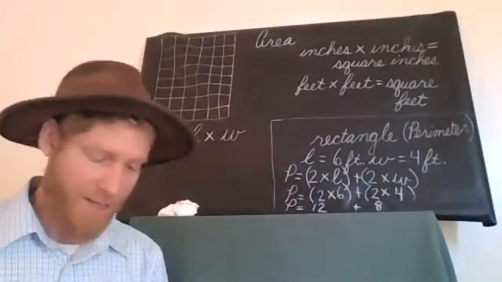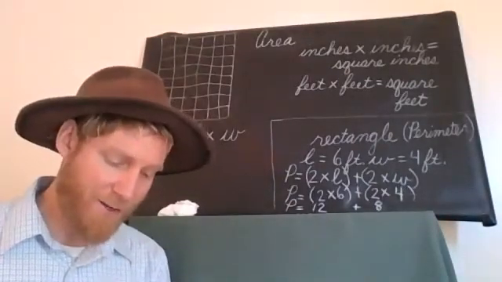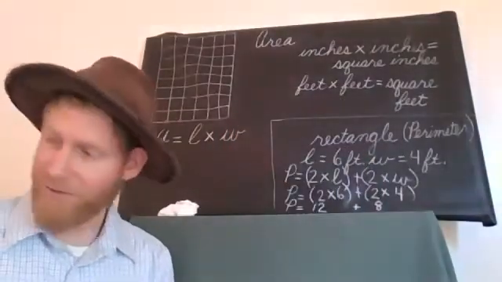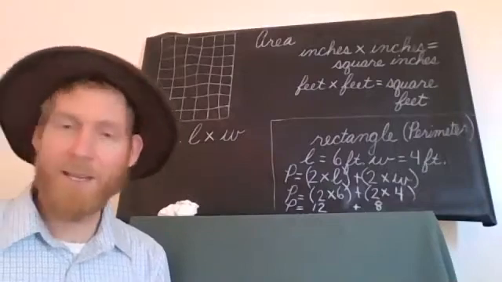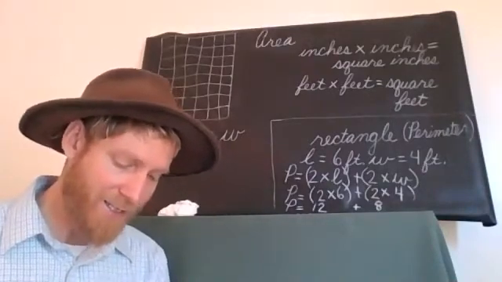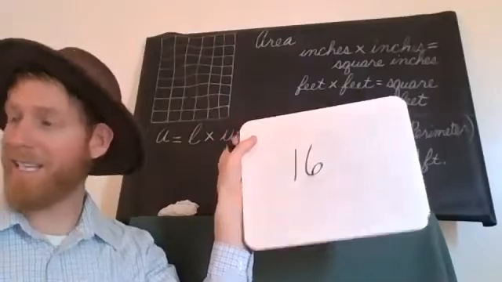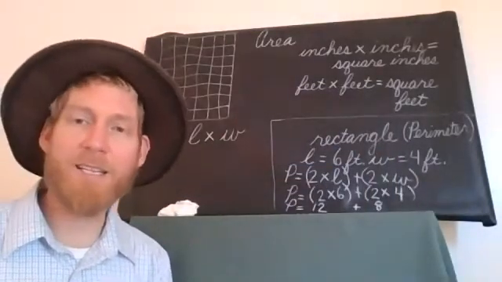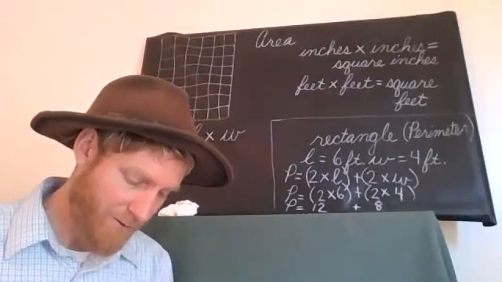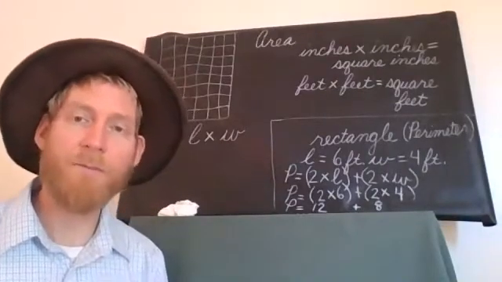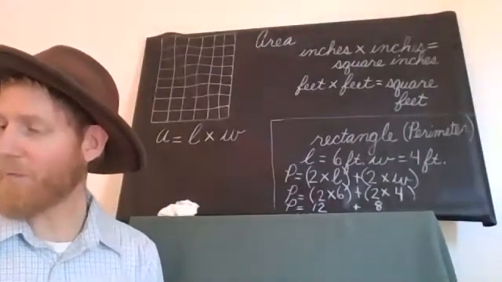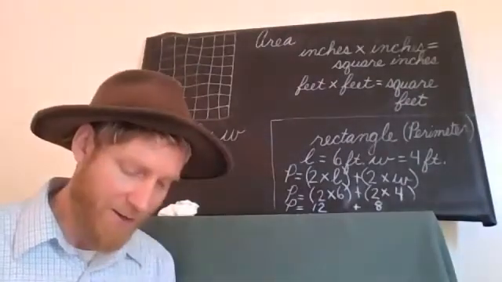Well, this one. 7 plus 7. 14. 8 plus 8. 16. It should be instant, right? 6 plus 7. 13. 8 plus 7.